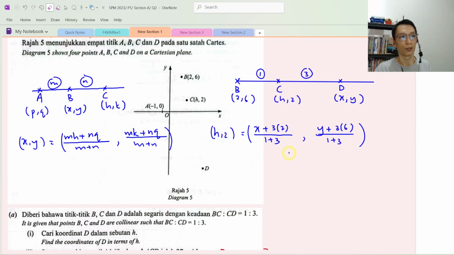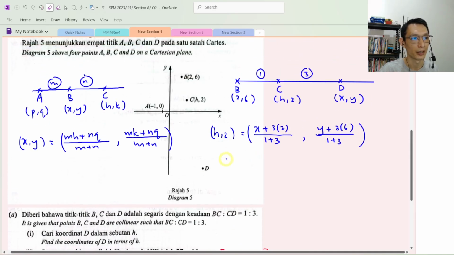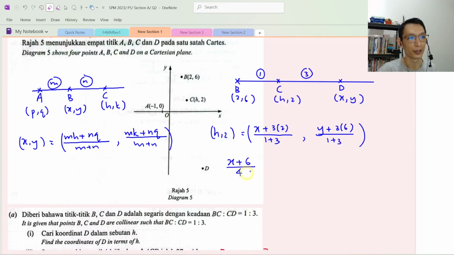Now we have formed an equation. Now we just compare. This is equal to this, and this is equal to this. Then we isolate x, we will get x equal to what? And we do the same thing, isolate y. y is equal to what? Then we will be able to get the coordinates of point D. x minus 6 divided by 4 is equal to h, right? So now we want to make x the subject. We want to isolate x. x minus 6 is equal to 4h, and x is equal to 4h plus 6. This is the x coordinate for point D.